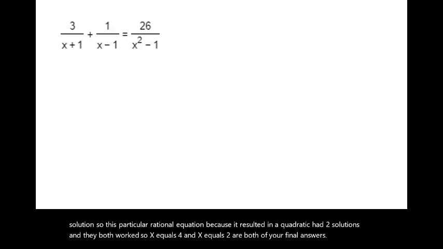Now for this next one, cross multiplying is absolutely not an option because we have 3 fractions and you can only cross multiply when there's 2. So because cross multiplying is not an option, we're going to have to think lowest common denominators.